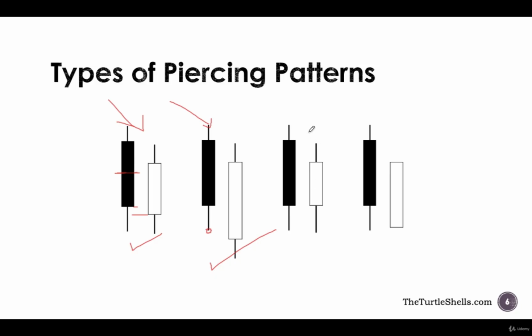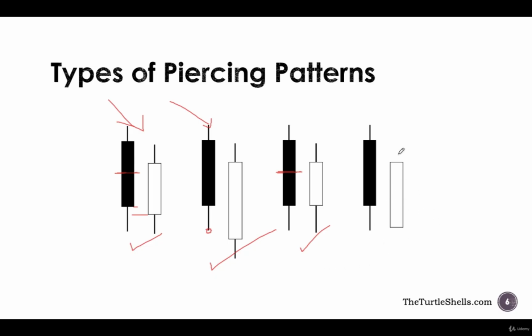What is the difference between this pattern and this pattern? This opens almost near the low of the prior black candle. This opens just below the low of the prior black candle. So both of them are variations of piercing patterns because their closing is above the midpoint of the prior black real body. Okay? So again, this is also a variation of a piercing pattern.